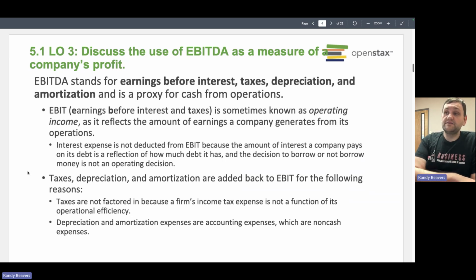Note here that your interest expense is not deducted from EBIT because the amount of interest a company pays on its debt is a reflection of how much debt it has. And the decision to borrow or not borrow money, that is a financing decision. It is not an operating decision.